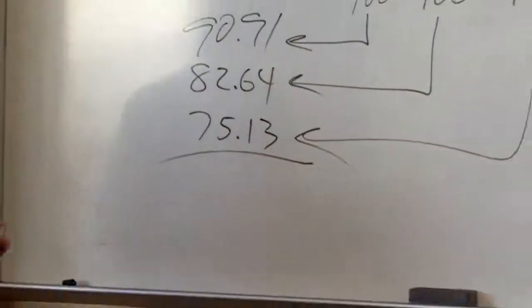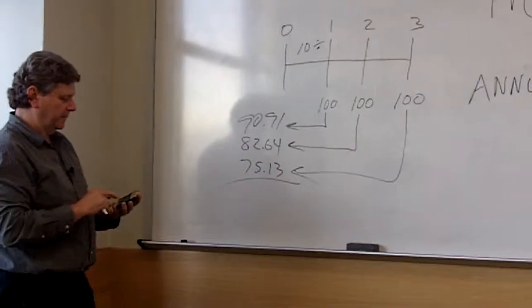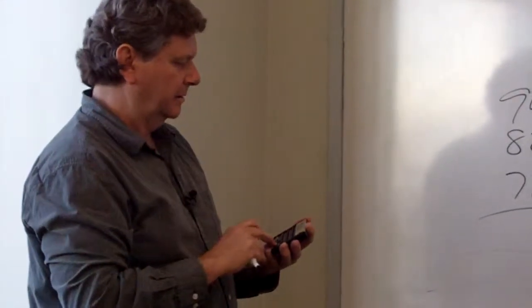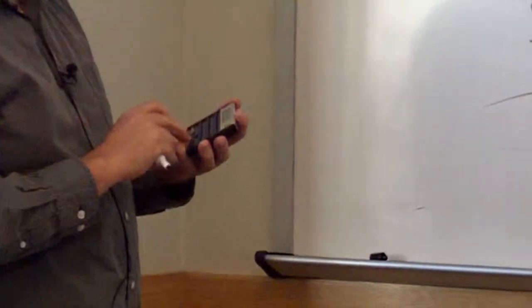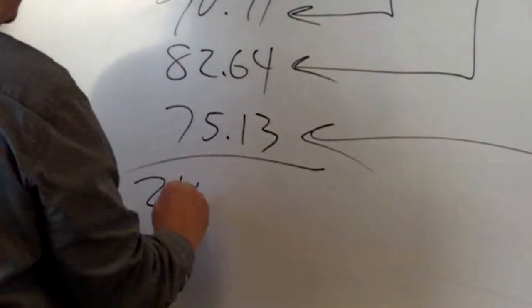So the present value of all those cash flows would be just the sum. Add them up, and I get 248.68.